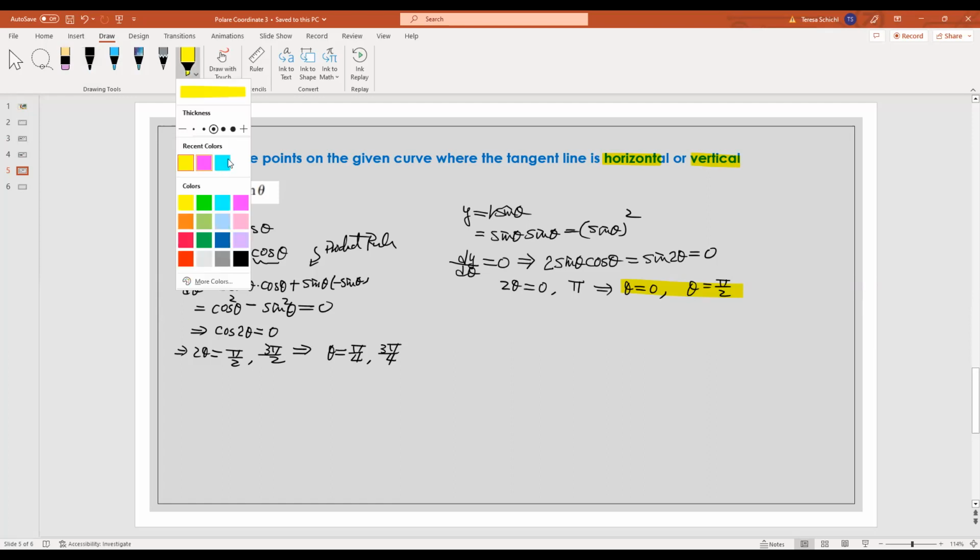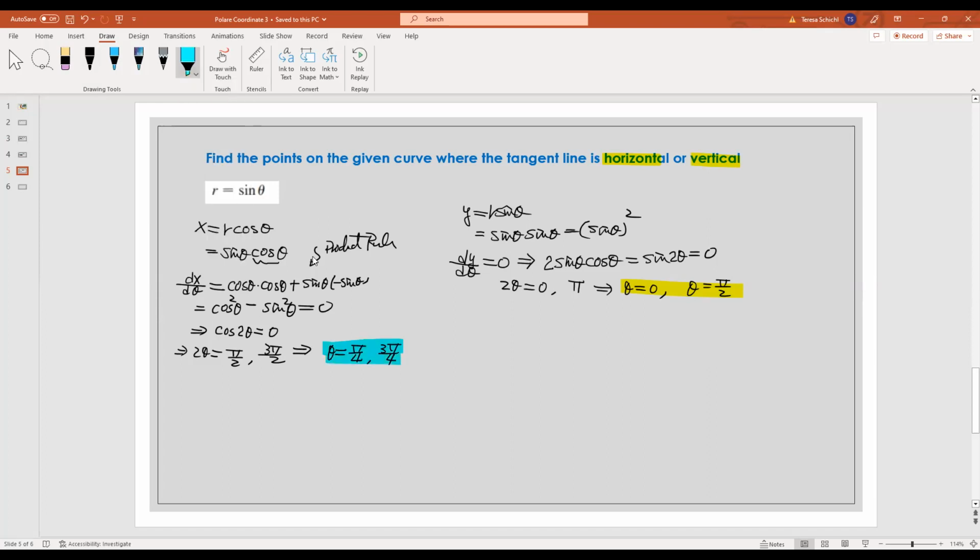Okay, so now we take a look here. This is my vertical. And then you see, there's no repeat, right? When I say repeat, that means there's no angle that makes dy/d theta equal to 0 and also makes dx/d theta equal to 0. So then I know I have a horizontal tangent. So from here, I know I will have a horizontal tangent at theta equal to 0.